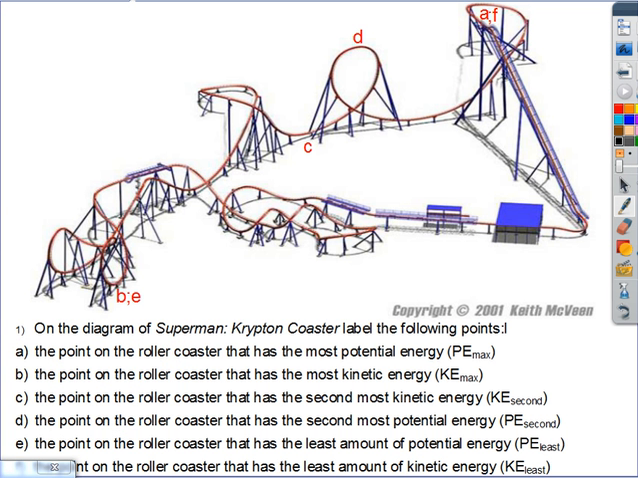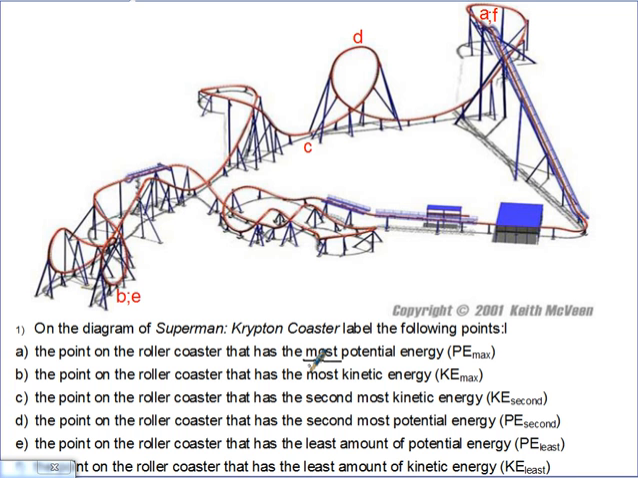Alright, these questions simply ask you to label the point of the highest potential, or the most potential energy. That's going to be the highest spot. Potential energy has to do with height. So I labeled that as the highest spot, which I thought was at the top of the first hill. The most potential energy is also going to have the least kinetic energy. So I also labeled F here. Those two should be in the same spot.